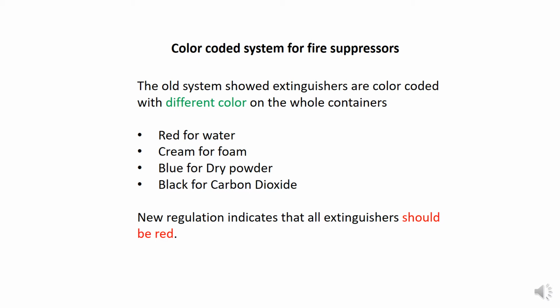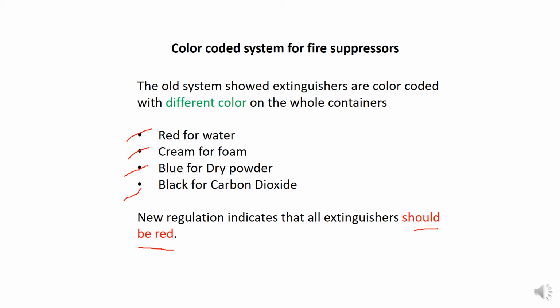And similarly, you see it has a specific color. For example, nowadays this very commonly used red color fire extinguisher or suppressor. Before, there were different colors: red for water, cream for foam, blue for dry, and black for carbon dioxide. So this is the old system.